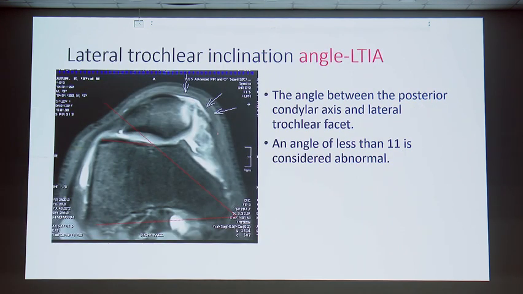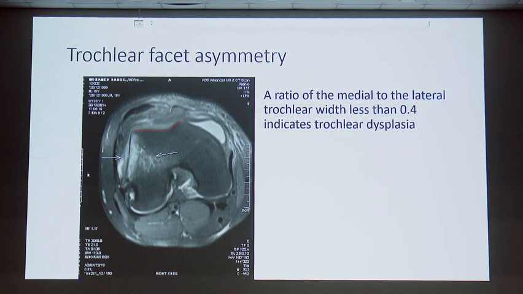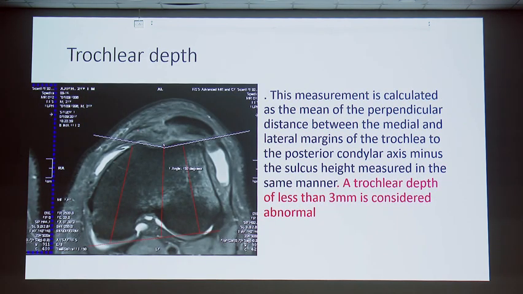And the lateral trochlear inclination angle is another simplified way to see whether it is flat or convex. Just draw a line, and another line over here, and immediately you will see what is happening. If it is less than 11, it is considered abnormal. This is called the lateral trochlear inclination angle, LTIA. Trochlear facet asymmetry: we can see the width of the medial and the lateral trochlea. A ratio of medial to lateral trochlear width of less than 0.4 is indicative of trochlear dysplasia.